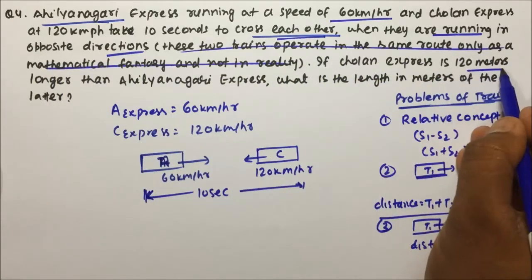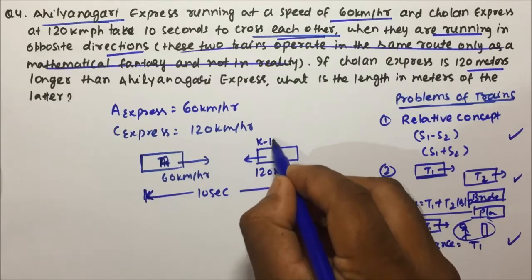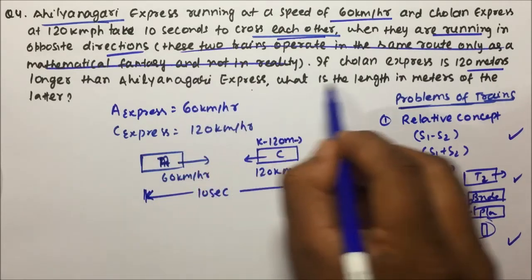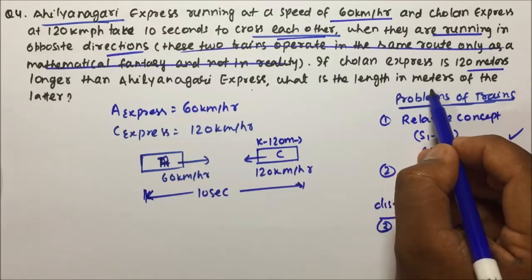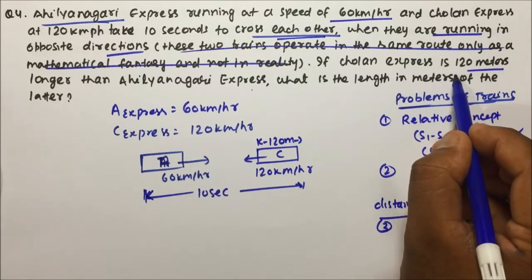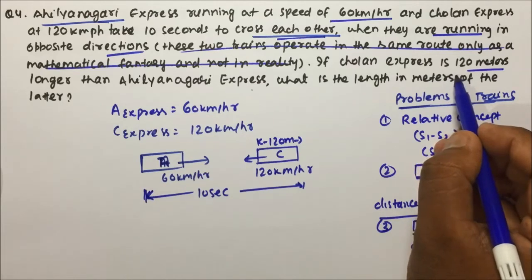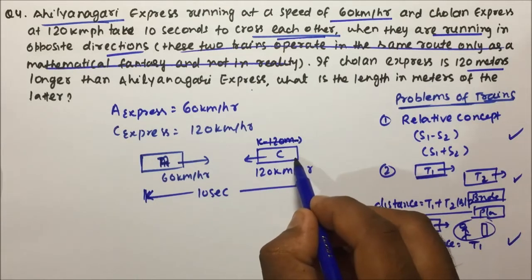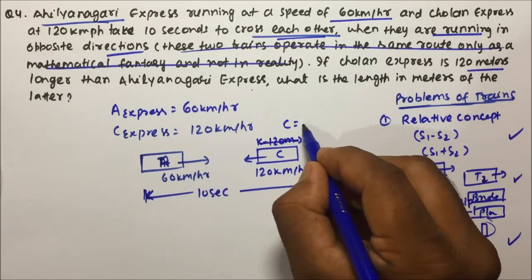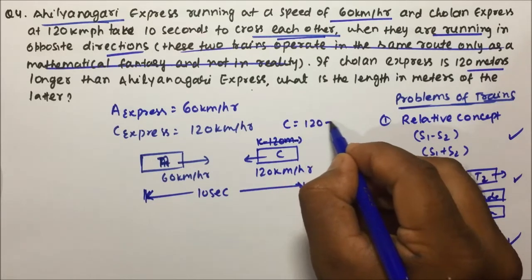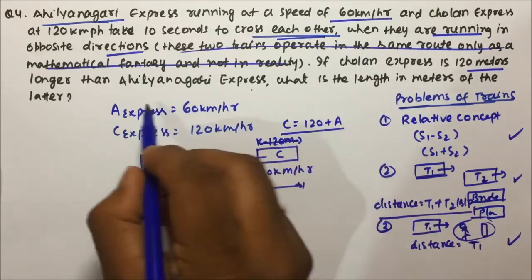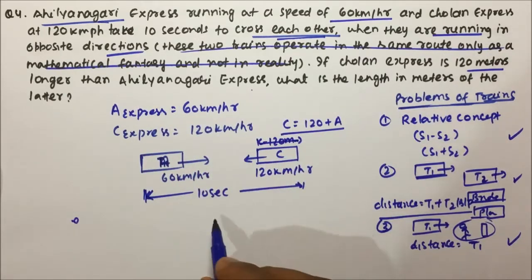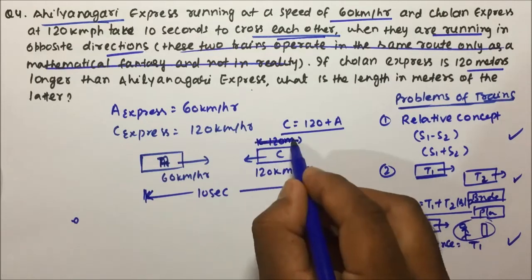Again friends, a logical condition has been given. If Cholan Express is 120 meter longer than Ahilyanagari Express, what is the length in meter of the latter? So if Cholan Express is 120 meters longer than the Ahilyanagari Express, what is the length in meters of the latter? Now friends, here I am going to explain all those things.